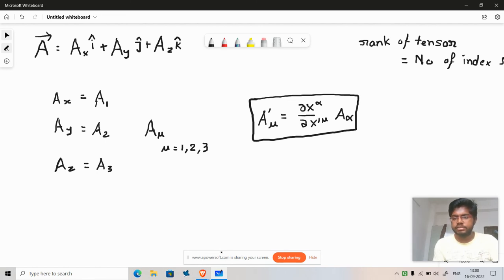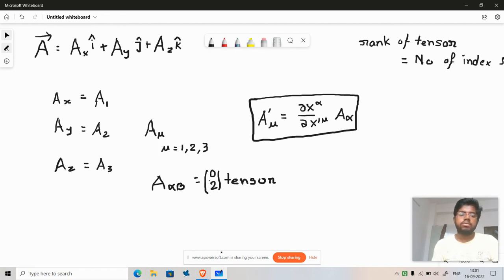And the rank of the tensor, I have said that the number of indices is the rank of the tensor. Here it is 1. And suppose there is another tensor like a alpha beta. The number of indices here is 2: alpha is one, beta is another. So it is a rank 2 tensor, and it can be represented like this. This is a rank 2 tensor.